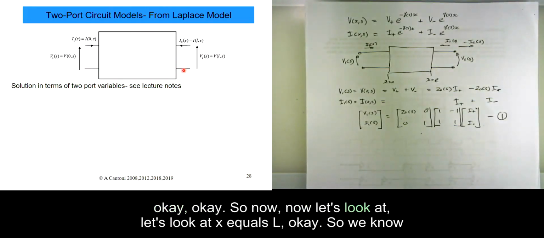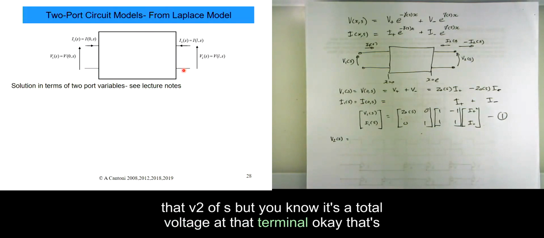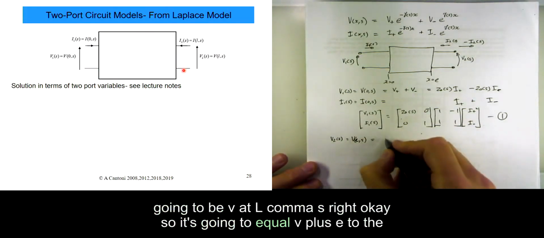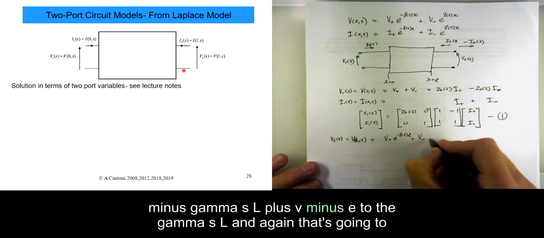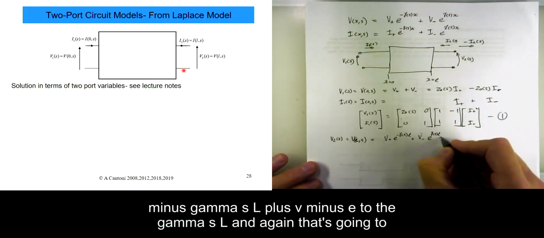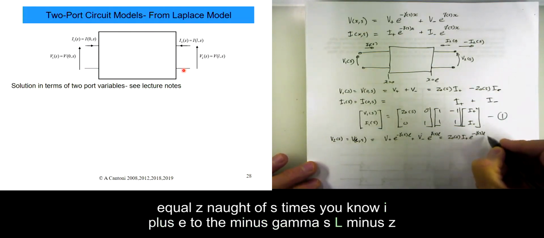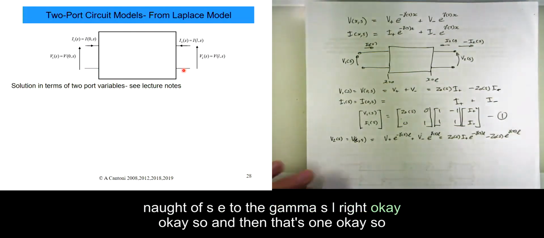Okay, so now let's look at x equals L. We know that V2 of s is the total voltage at that terminal. That's going to be V at L comma s, right? So it's going to equal V plus e to the minus gamma(s) L plus V minus e to the gamma(s) L, and again that's going to equal Z0 of s times I plus e to the minus gamma(s) L minus Z0 of s e to the gamma(s) L, right? And that's 1.